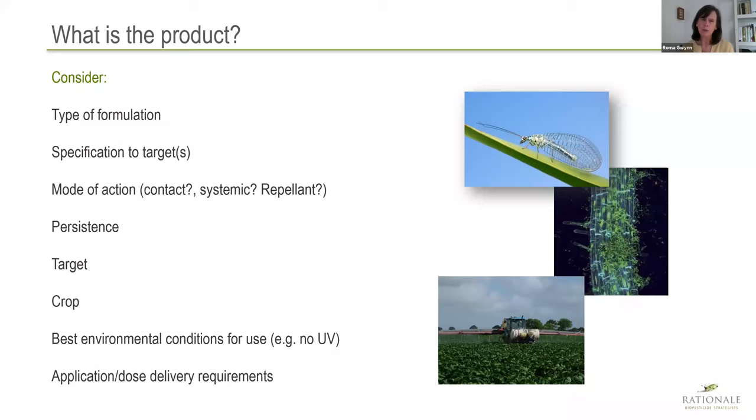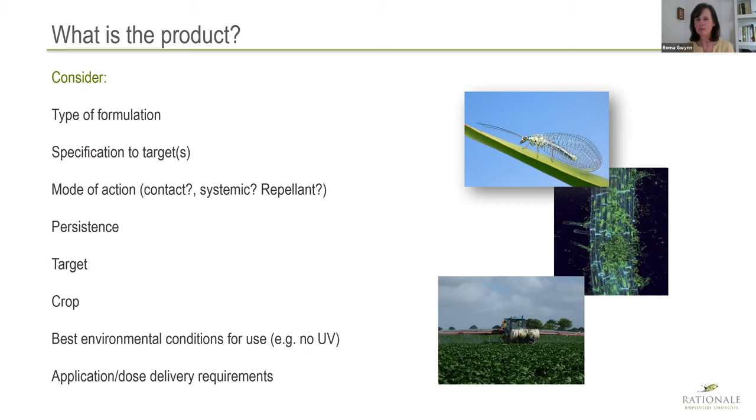And then also have a look at the application dose and delivery requirements. Now, I know what I'm saying is sort of standard. We should do this for every trial. But what I know from working with microbials and botanicals is they're very unforgiving of making mistakes. Because they're not highly toxic, because they're not highly systemic and highly persistent, if you don't get it right, it shows itself. So this is what makes biopesticide trials sometimes a bit difficult: it shows how bad we are at doing trials sometimes.